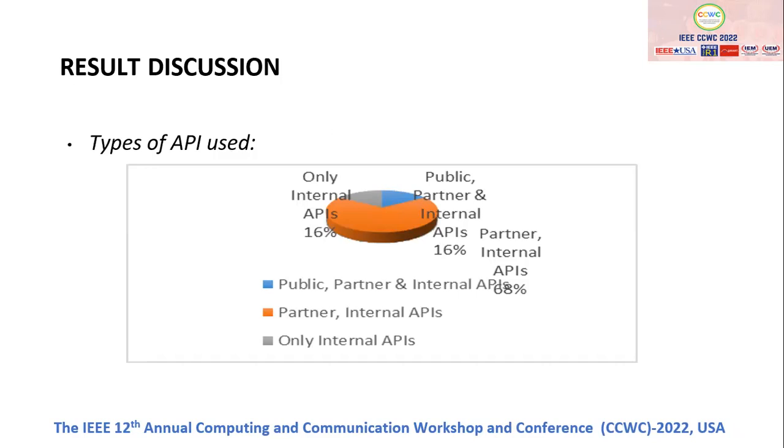Firstly, we identify what type of API they are using. In the majority of cases, we found 68% using partner and internal APIs, meaning they are using their internal API along with their partners' API. And 16% we found are using partner API, internal API, and public API also, meaning they are using all types of it. And 16% are only using their internal API. So this is the result: we found lots of people are using their partner API, which is some sort of external API, and secondly public API is used.